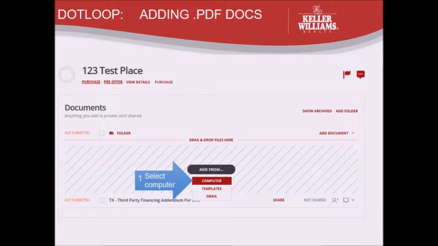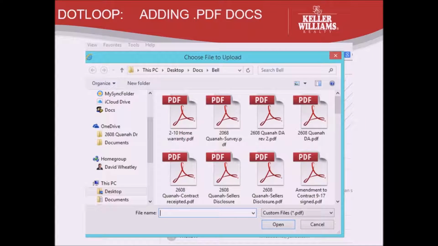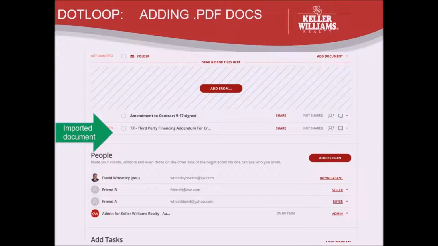So we've got a document that we've received. We've saved it to our hard drive or desktop. So we do add document, but instead of templates, we're going to go to computer now. And we choose computer. It brings up a standard file manager. It's going to be different if you have a Mac, but same principle. You choose the file that you want, and then press open. And it will import the document into your loop.